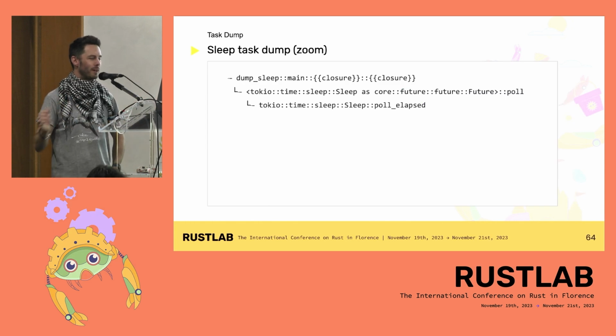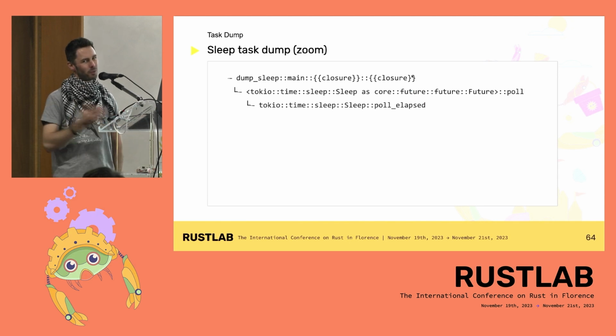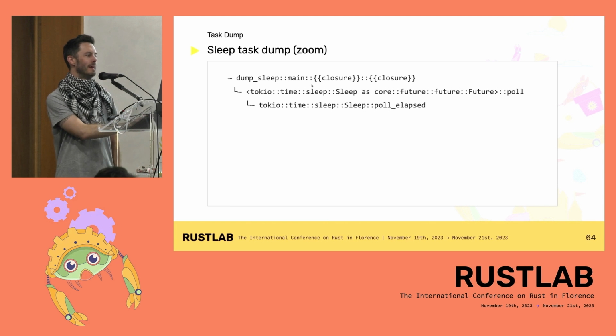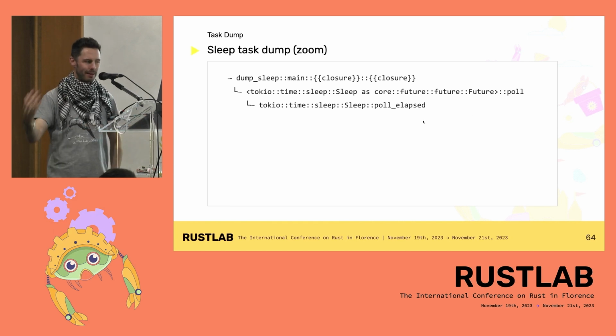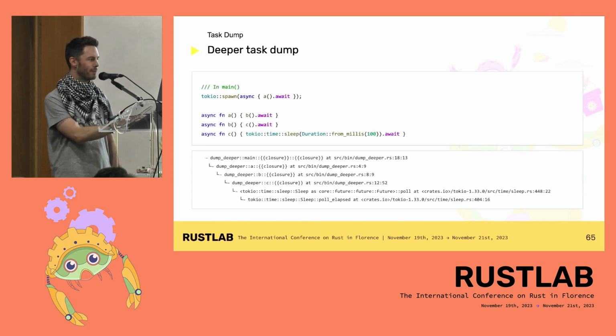So what does that look like? A little bit simpler, right? We're in our dump sleep, which is my application in main, closure, because we're in async and we have closures everywhere. Then we're in poll on sleep. So this is sleep as a future, calling poll. And then inside that, we have a poll elapsed, and this is the final leaf future that gets instrumented.